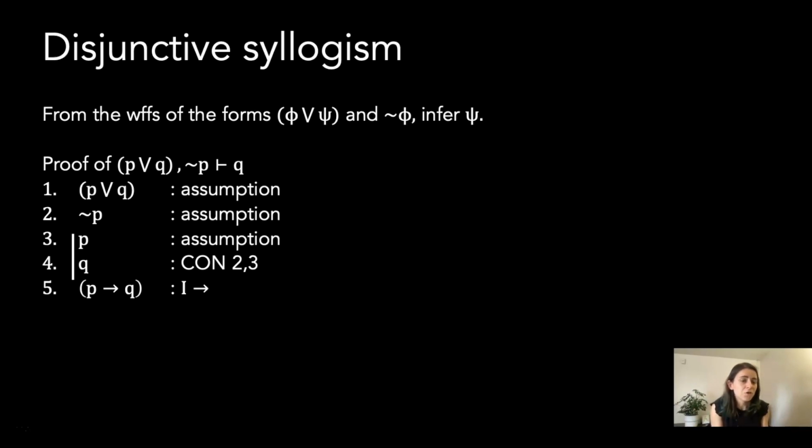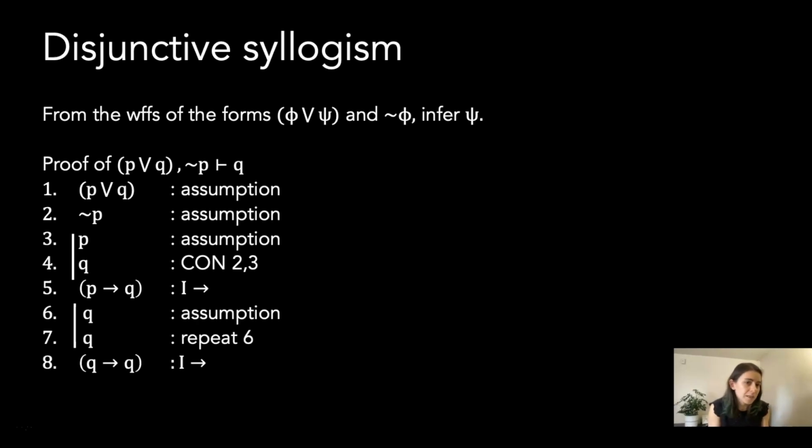Now all I need to do is show that Q implies Q, which should be pretty easy. I'll do it like this. I'll hypothesize Q, I'll repeat Q, and then I'll do a conditional introduction on the next line to say Q implies Q. So if I have P implies Q and Q implies Q, I can conclude Q because I can eliminate the disjunction on line 1 with lines 5 and 8. This is how I prove the disjunctive syllogism. This is a little bit of a strange proof, but you'll get used to using the contradiction rule as we continue on.